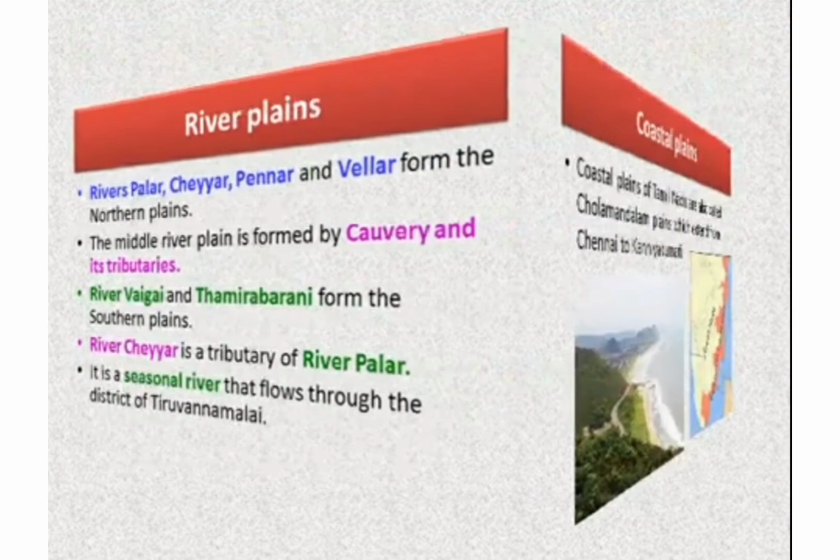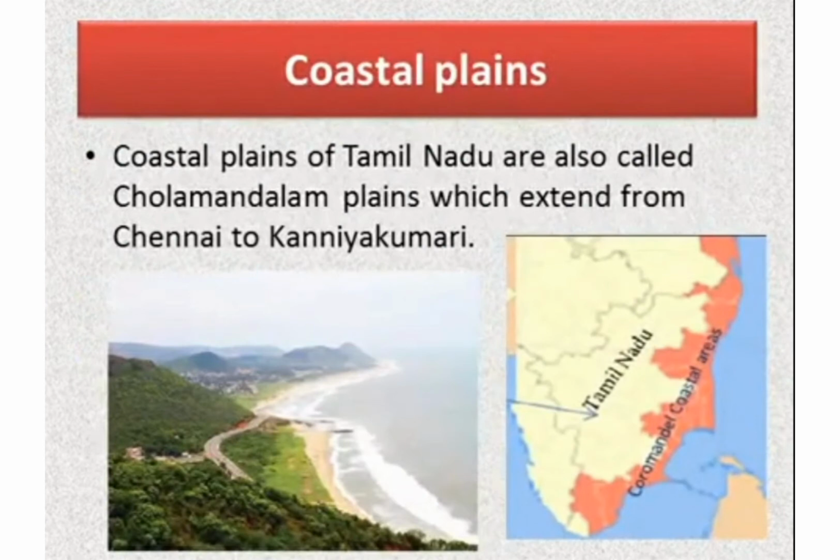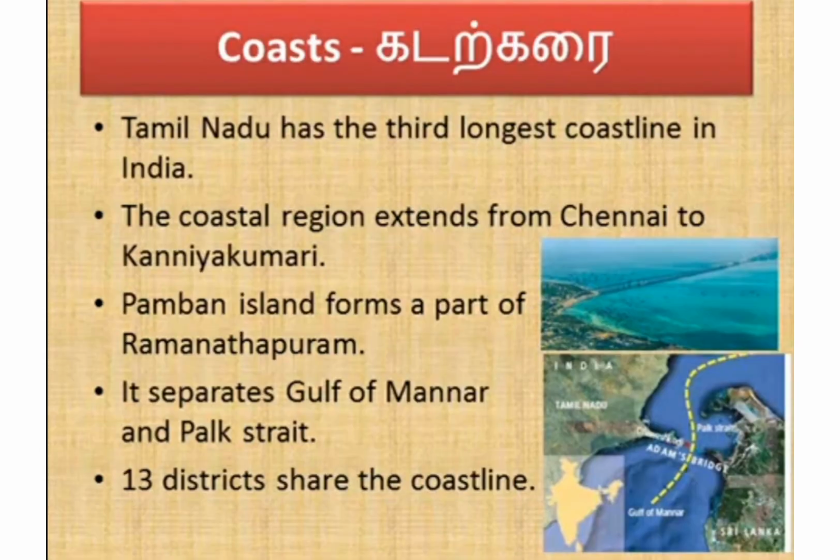Coastal plains. The coastal plains of Tamil Nadu are also called Cholamandalam plains, which extend from Chennai to Kanyakumari. Coast. Tamil Nadu has the third longest coastline in India. The coastal region extends from Chennai to Kanyakumari.